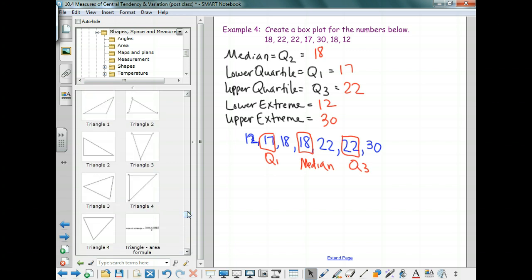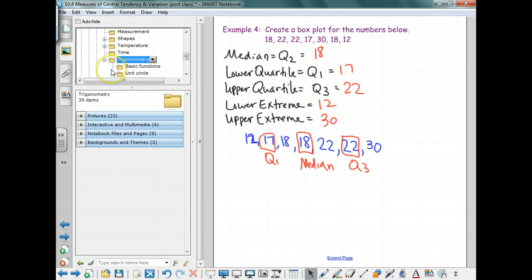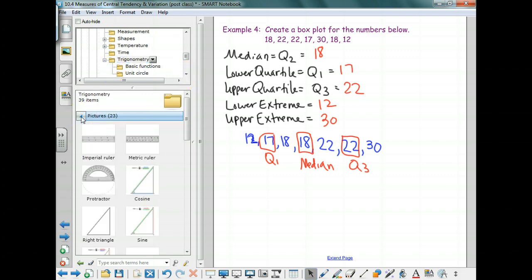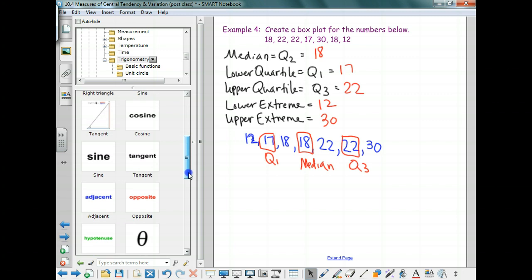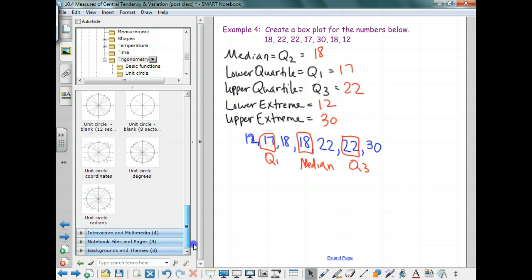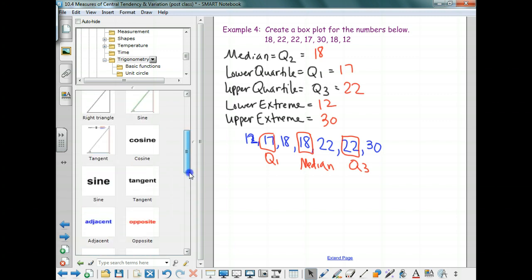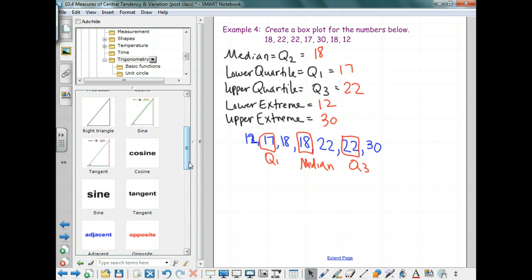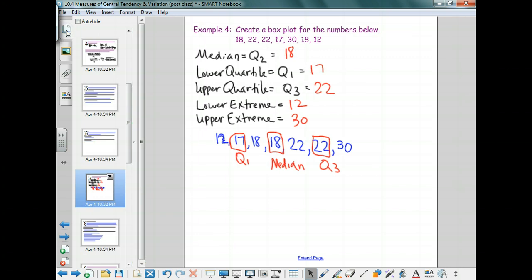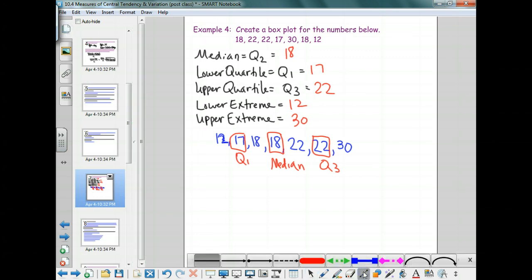Make our own. Okay. I believe it's there, but I'm not finding it, so we're just going to make our own. All right, so we're going to draw a number line.